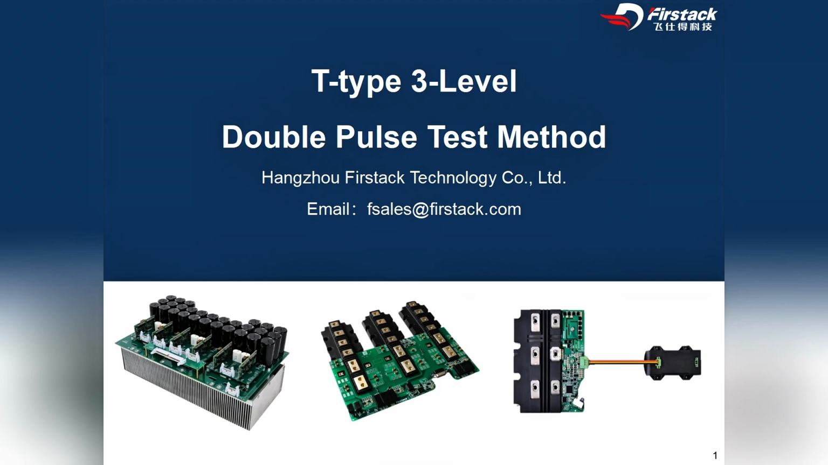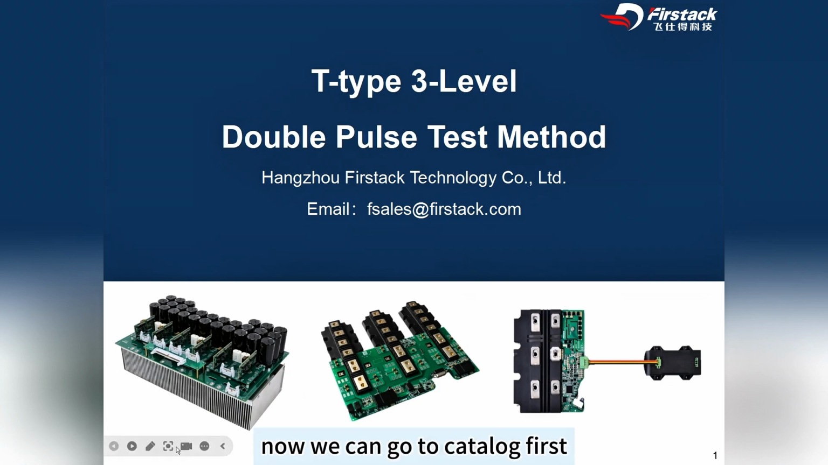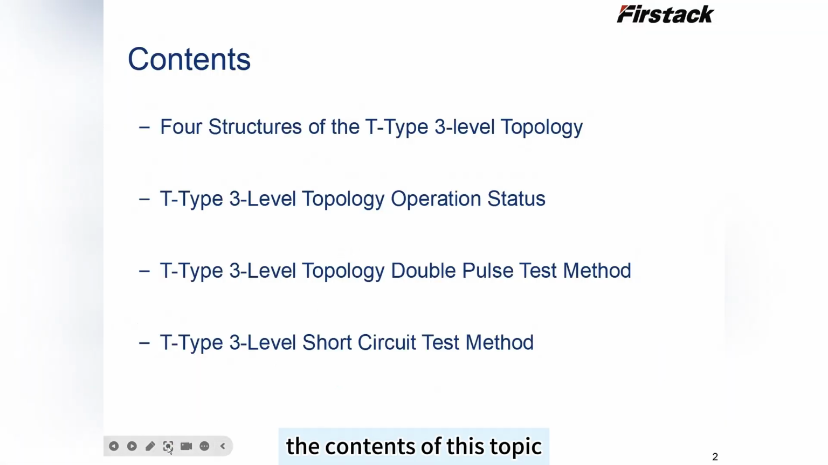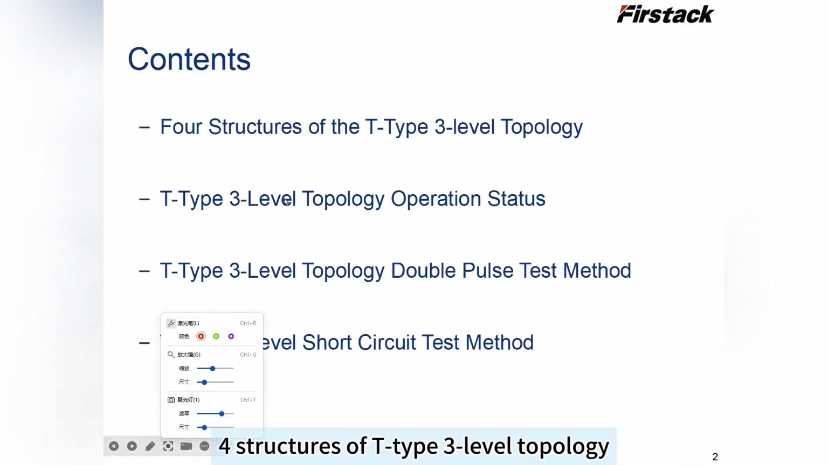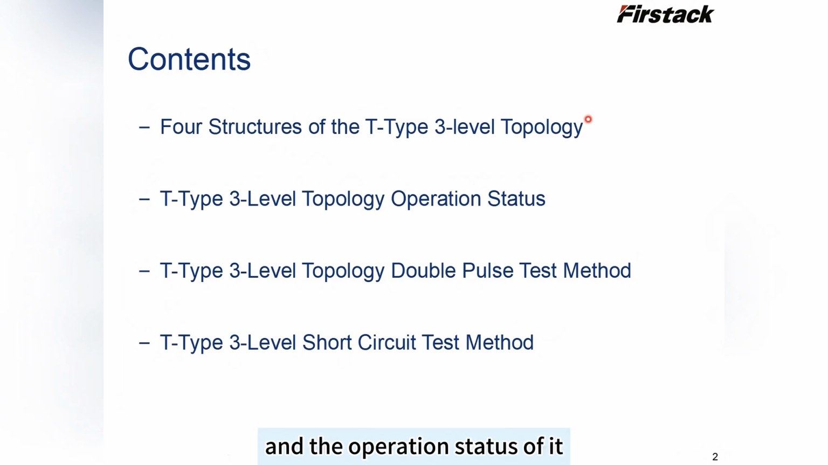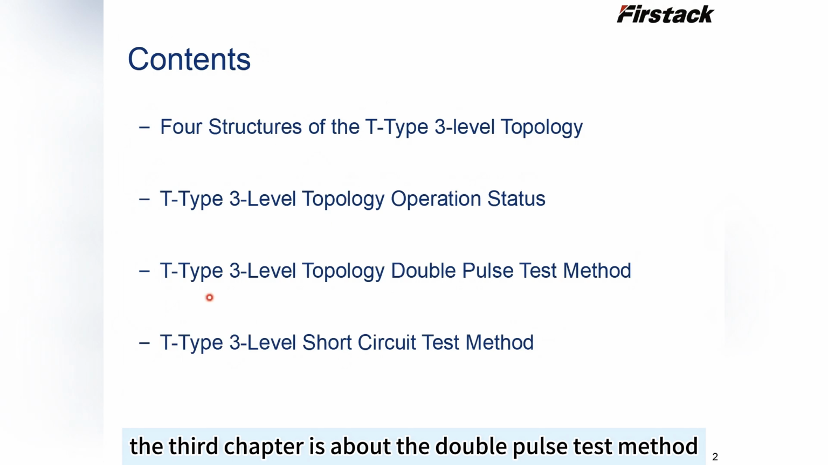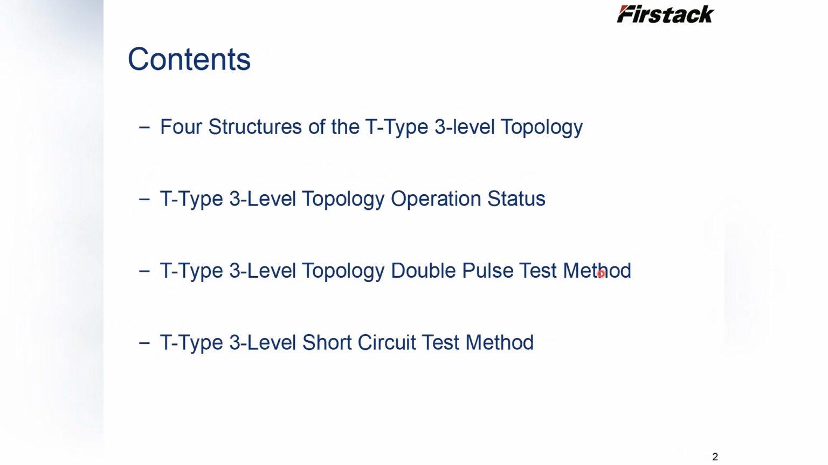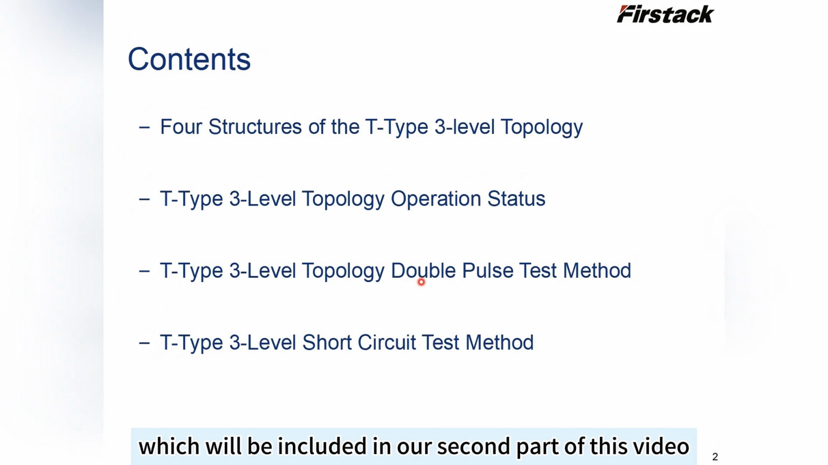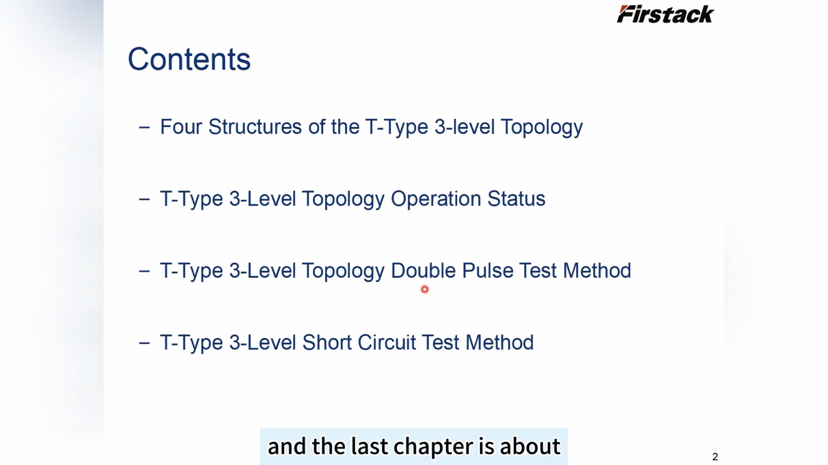Great. Now we can go to the catalog first. The contents of this topic are divided into four chapters. Chapter two covers the structures of T-type three-level topology and its operation status. The third chapter is about the double pulse test method, which will be included in the second part of this video. And the last chapter is about the short circuit test method, which will be included in the last video.